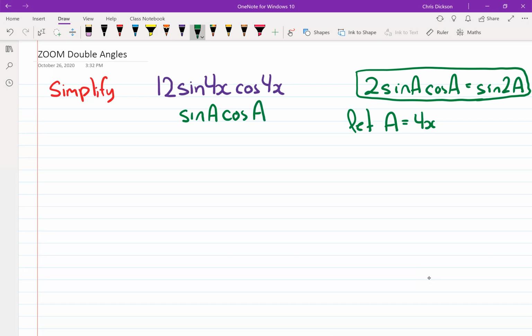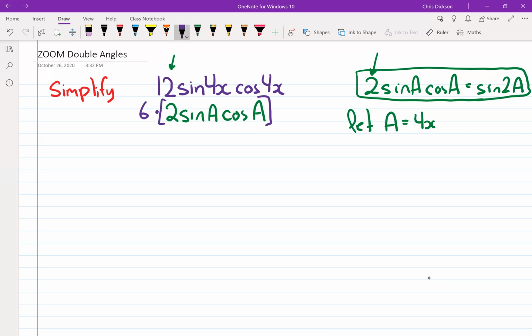Now the problem is there's also this 2 in front. You see this 2 here, and I've got a 12 in front here. So I'm going to make a 2 appear in front of that, so it looks exactly like the identity. But what number times 2 is 12? Well, that would be 6. So it's really 6 multiplied by this thing in the brackets here. That would be the same thing as 12 sine A cos A, which would be the same as 12 sine 4x cos 4x.